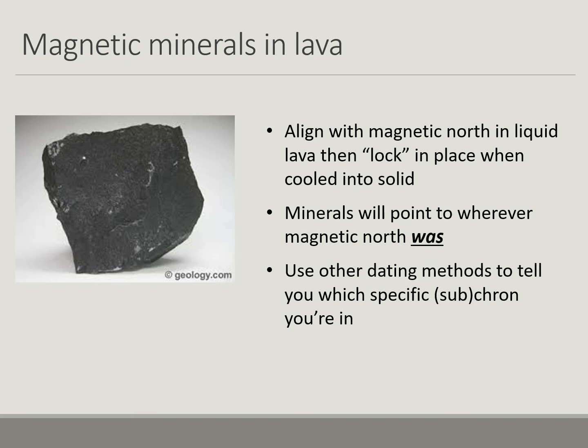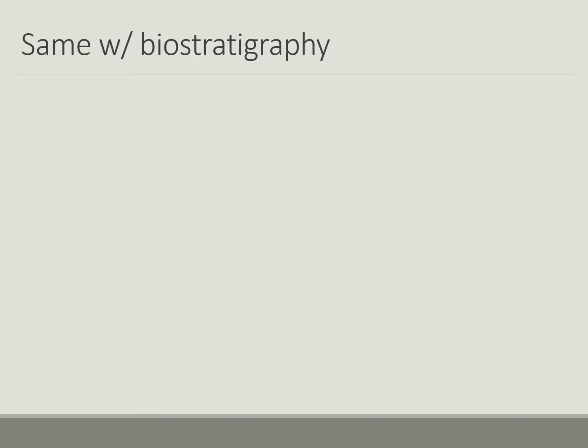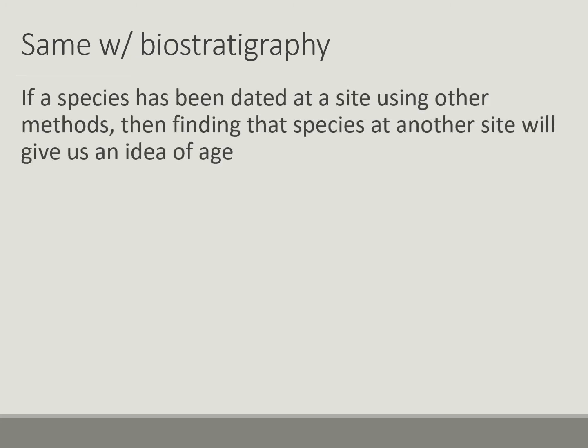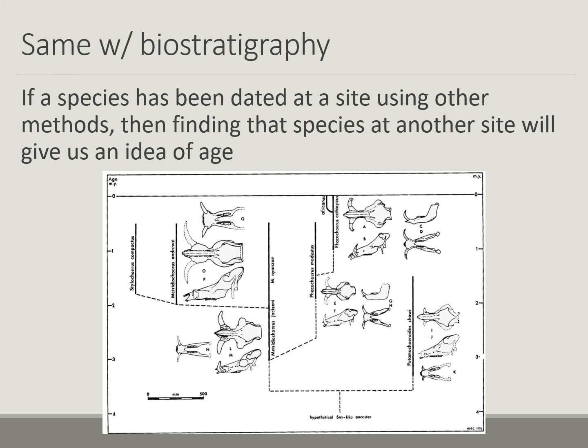Okay, this is same with biostratigraphy. So in the previous video, I explained and illustrated how biostratigraphy is used as a relative dating method. But if a species has been dated at a certain site using other numerical methods, absolute dating methods, then finding that same species at another site will give us an idea of age. So for example, again, we're going to be talking about pigs. Very useful for biostratigraphy in East Africa because of how that molar changes through time.